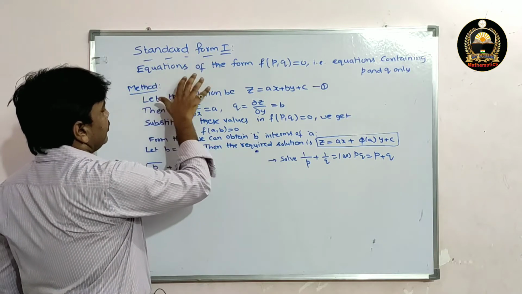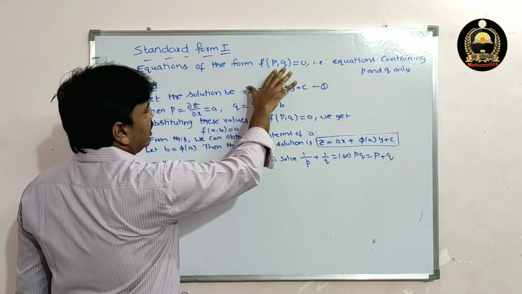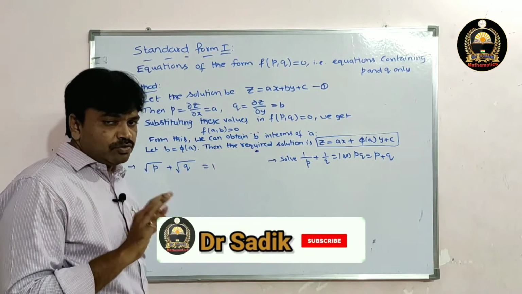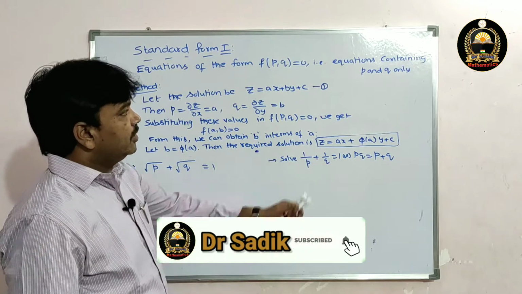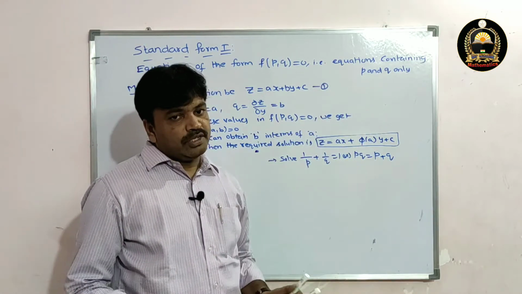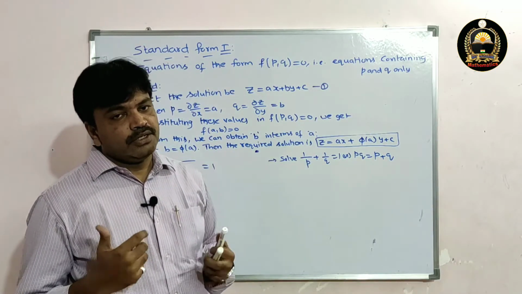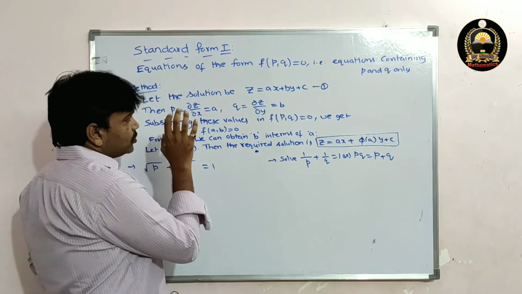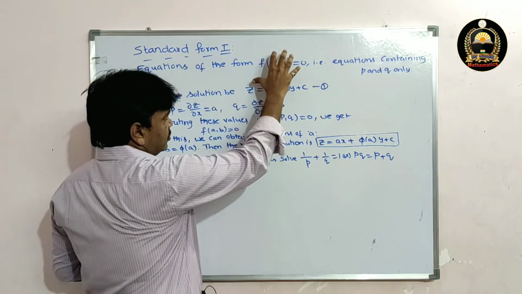Standard Form 1: equation of the form f of p comma q equal to 0. That is, an equation containing p and q only. I want to find the solution of such type of equation, students.